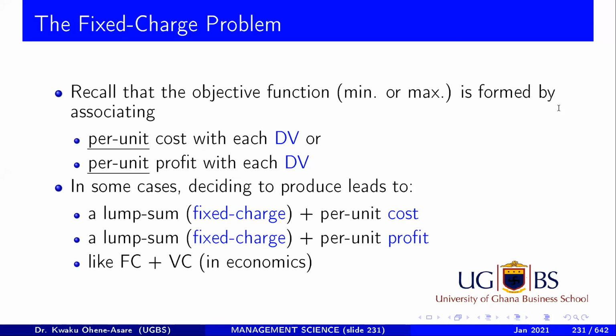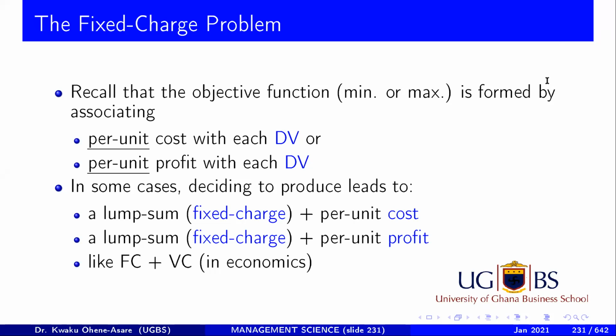You might remember that the objective function, whether it's a minimization, is formed by connecting a coefficient with a decision variable. Do you remember? Connecting coefficient with a decision variable. Now let me show you. That's the screen. Connecting coefficient with a decision variable.